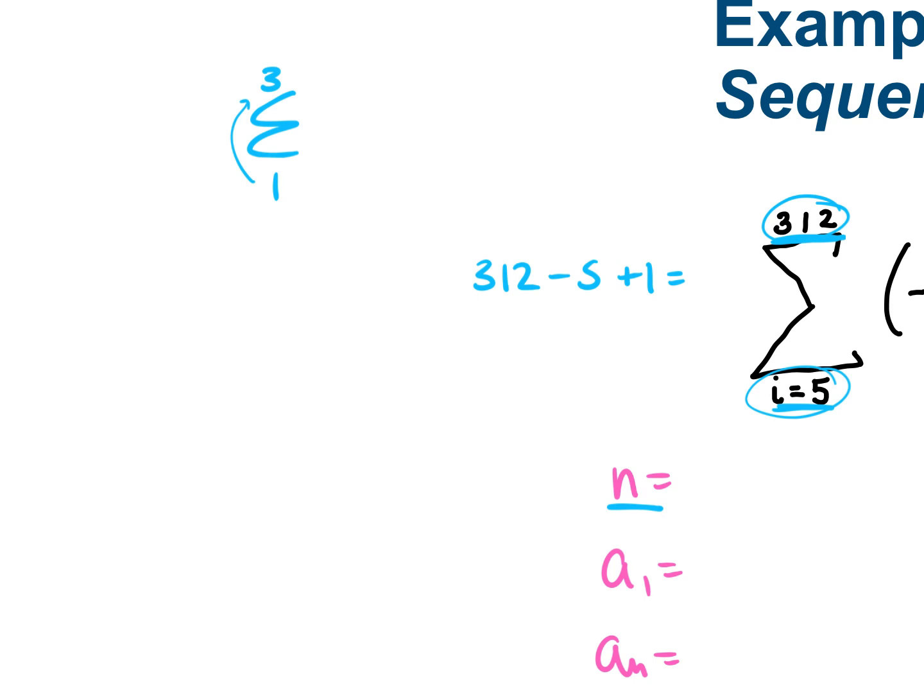So 312 minus 5 would be 307, and 307 plus 1 would be 308. So we have 308 terms. So you do top minus the bottom plus 1 to find n.